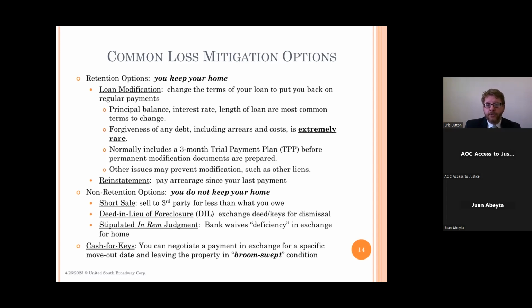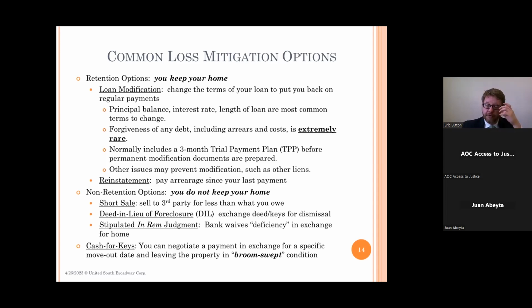That doesn't mean that a borrower couldn't see that sort of trial payment plan. And that means that they're going to ask for monthly payments that are approximately the same amount as what the permanent payment would be, to make sure the borrower gets used to making those payments again and is able to make them, to give the bank some confidence that when the loan is permanently modified, the borrower will continue making those payments.